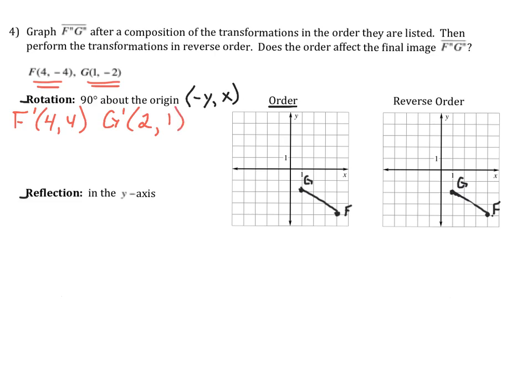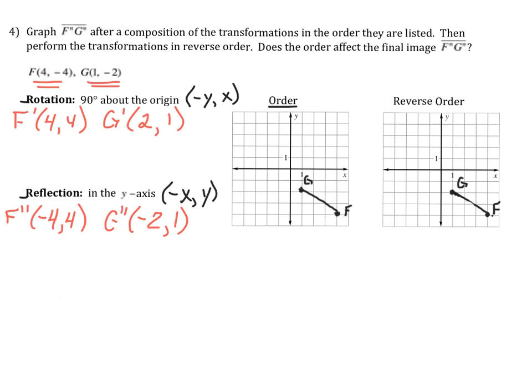Now, I don't want to graph that because after that, I want to reflect it over the y-axis. Well, I want to jot down my rule to reflect over the y-axis. The x-coordinate is going to change signs. So now I'm going to come up with my final points, F double prime and G double prime. F double prime is going to end up at negative 4, positive 4. And G double prime is going to end up at negative 2, positive 1.